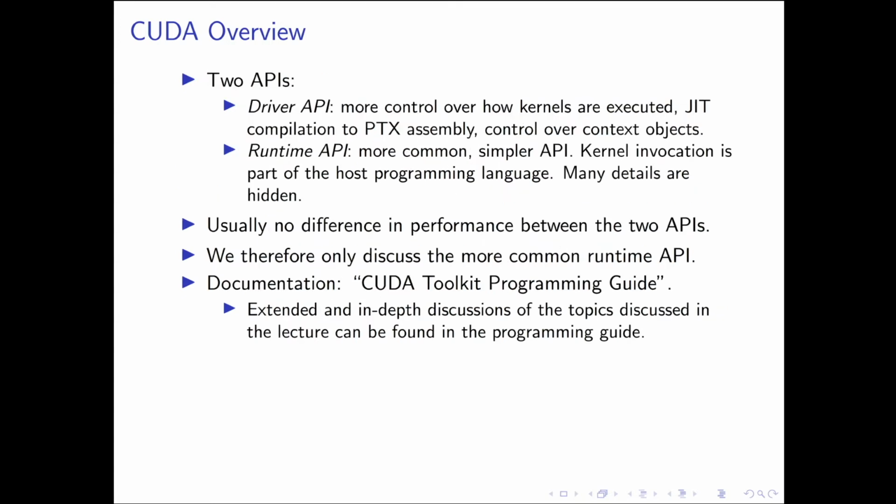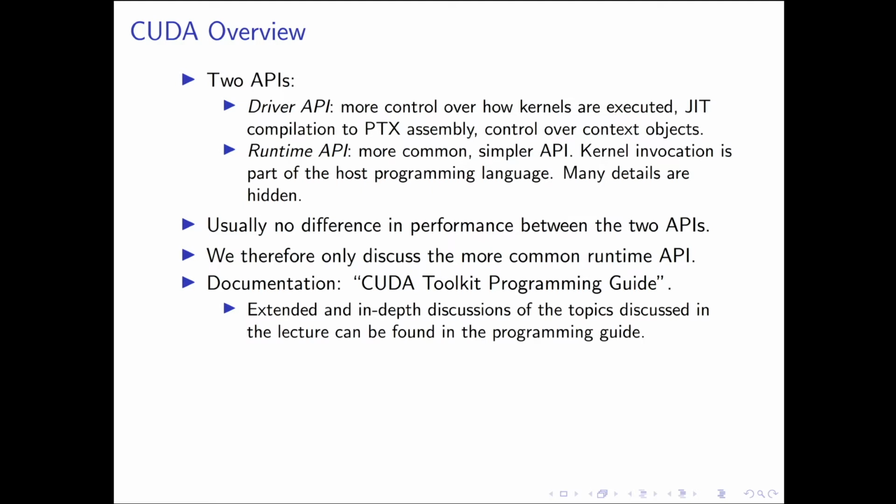As a matter of fact, there are actually two APIs that can be used on the host. There's the so-called driver API, and then there's the runtime API. The driver API is really just an ordinary C or C++ API, and it is a bit more low level and gives control over certain things. With the driver API, for instance, we have a context object, and we can manipulate that context object, and we can control when that context object is created. We're also responsible for compiling device code. With the driver API, the device code can be compiled in a just-in-time fashion.